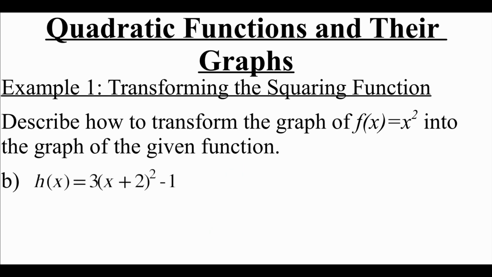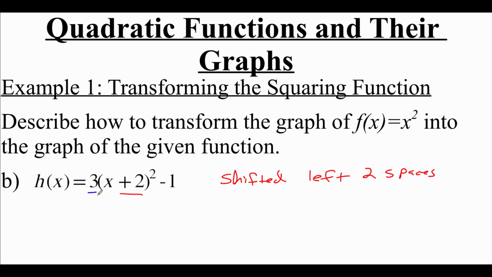Same idea, but let's look at a new function now. So now we have h of x equals 3 times x plus 2 squared minus 1. And we're going to look at what all of these changes do to the graph of our parabola. So the first thing I'm looking at this time is the plus 2 that's happening inside of our parentheses. Since that plus 2 is happening on the inside, it's going to be a horizontal shift, and horizontal shifts are always backwards of the way we would think they would be. So plus 2 actually shifts us left 2 spaces.